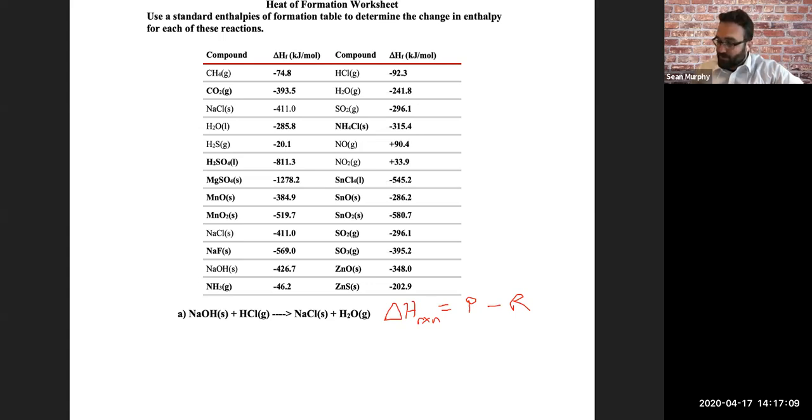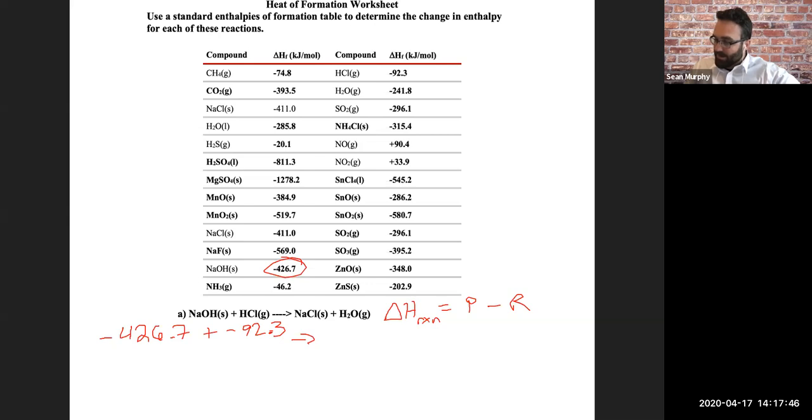So let's look for sodium hydroxide. Sodium hydroxide in the solid phase is negative 426.7. Then we're going to add hydrochloric acid. So it's HCl. And let's see if we can look for that one as well. Where is HCl? Oh, there it is at the very top. Minus 92.3. That's a point. All right, so then let's go to the product side.